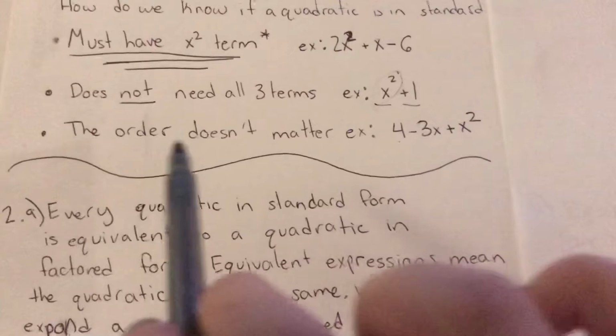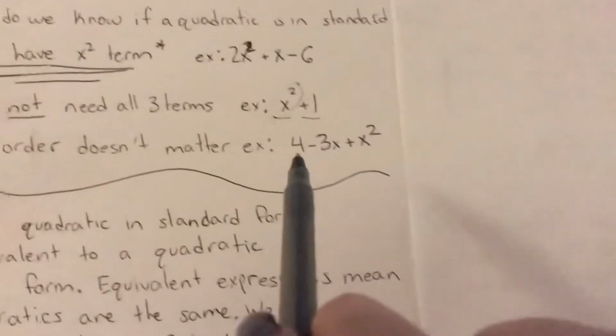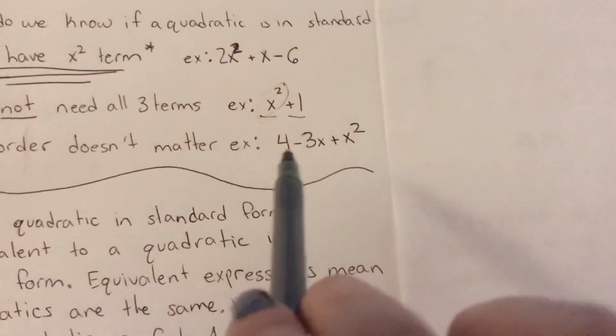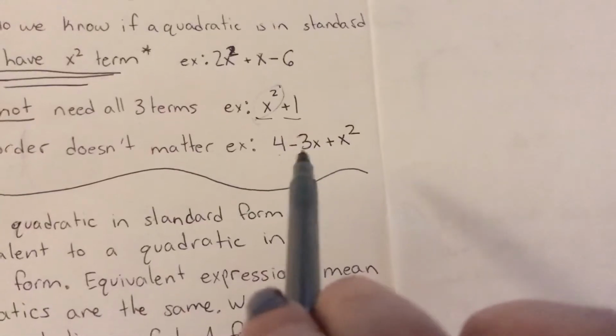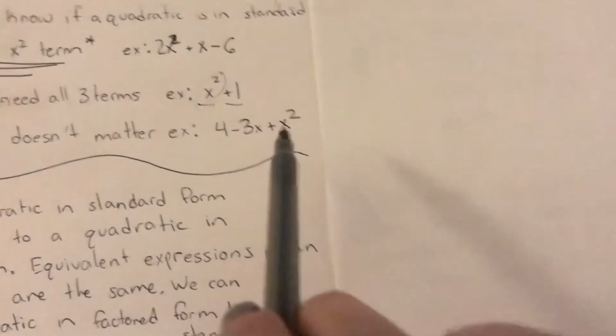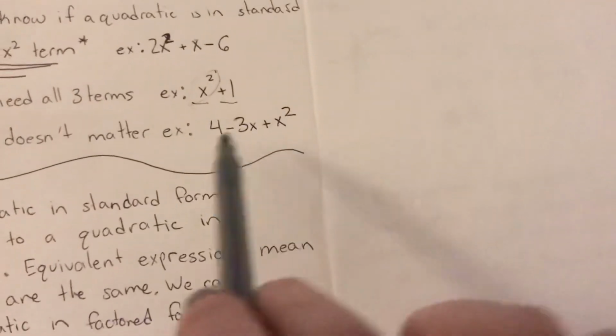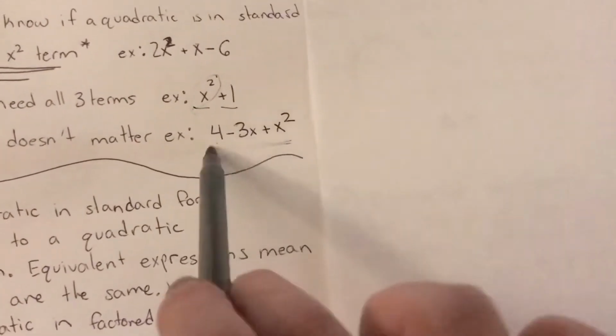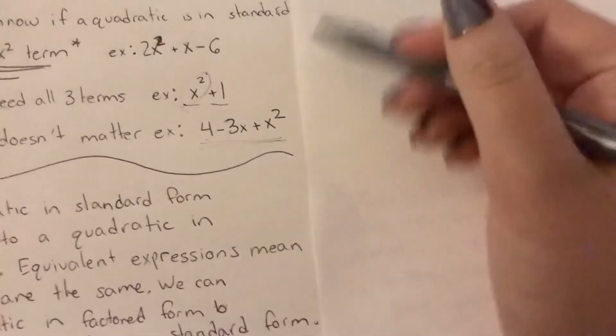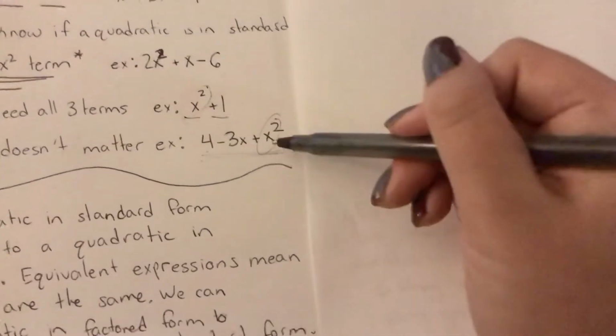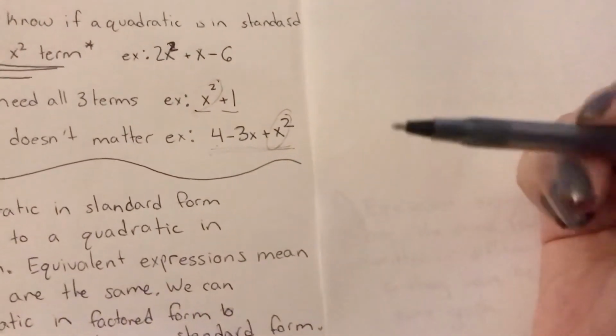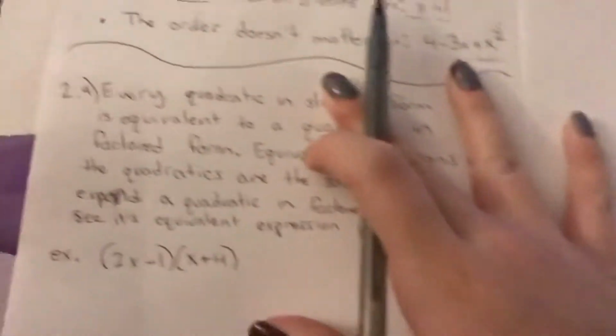And lastly, the order doesn't matter. Another example is 4, our constant value, minus 3x, our b term, a value just with a regular x on it, and plus x squared at the end. Again, this is still a quadratic written in standard form, because I see that term with x to the power of 2. All right, so moving on.